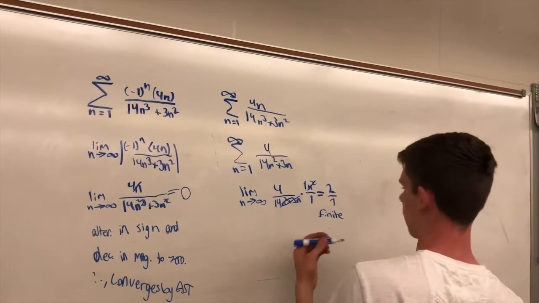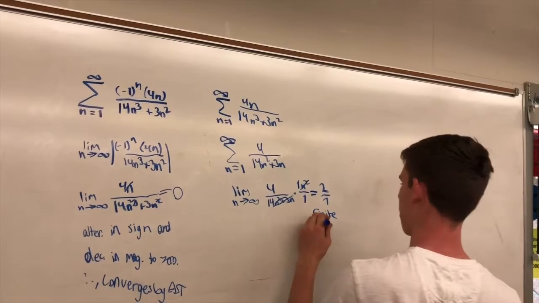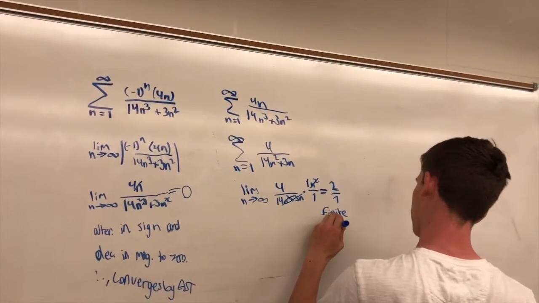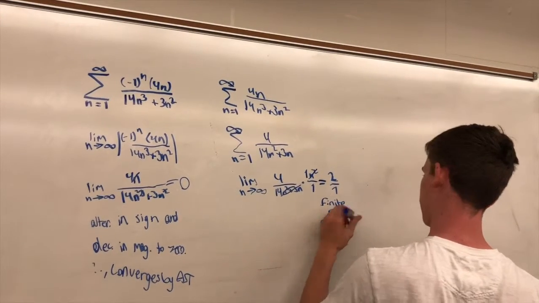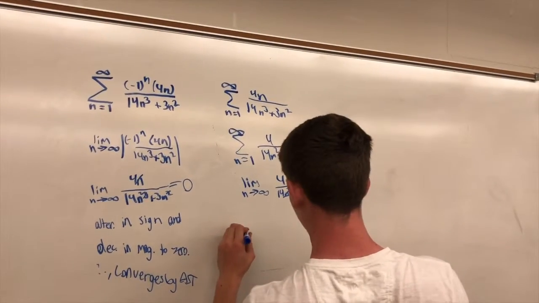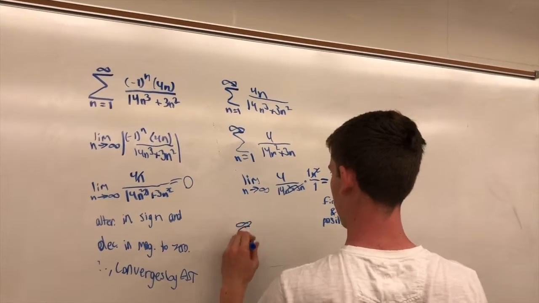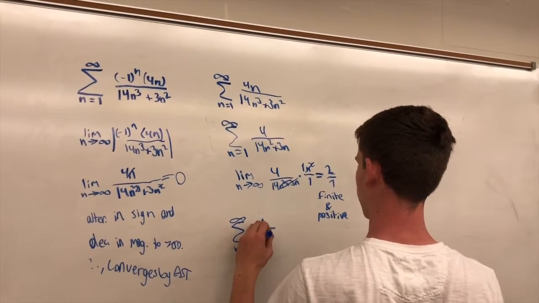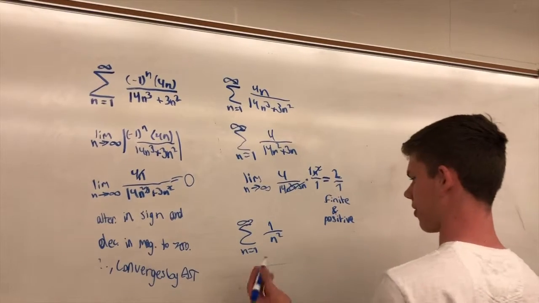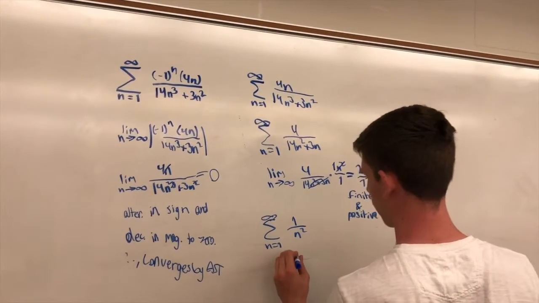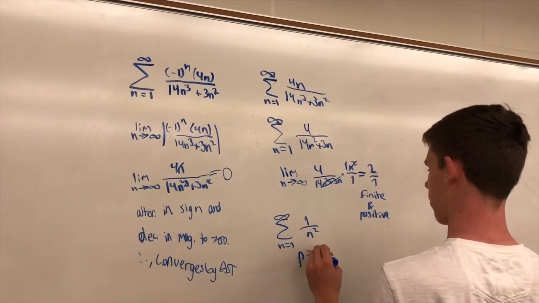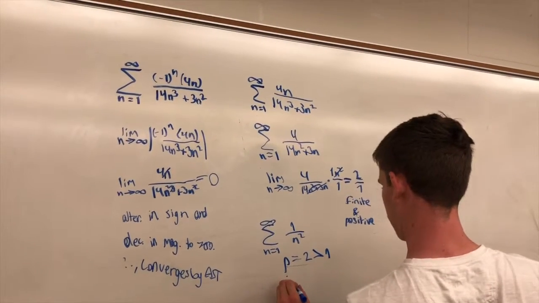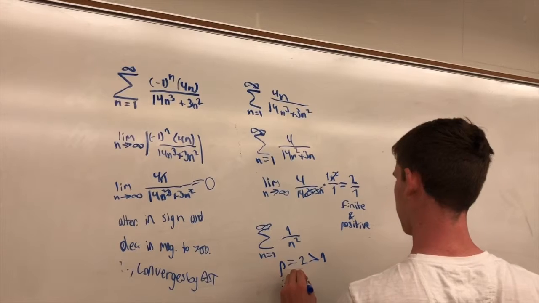so that means the limit comparison does work, and we can use that new formula, 1 over n squared. What is this? This is a p-series. So p is equal to 2, which again is greater than 1. Therefore, it converges by the p-series test.